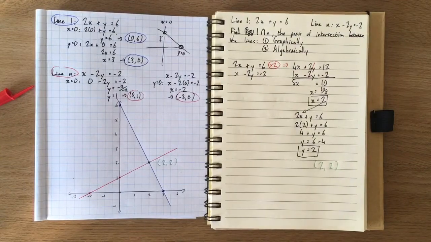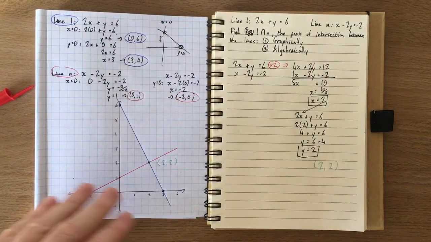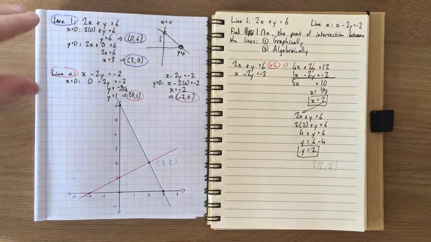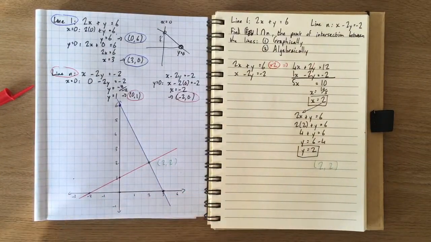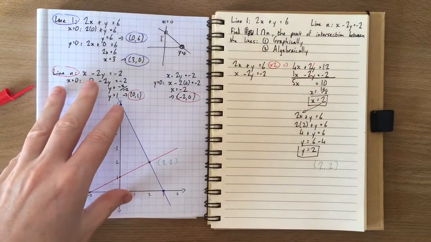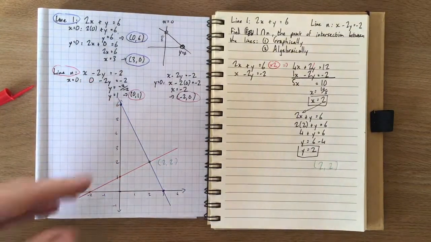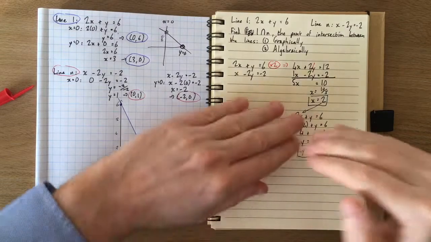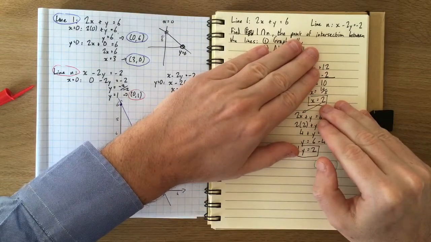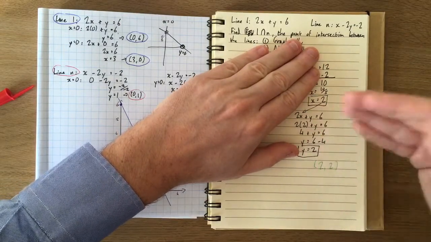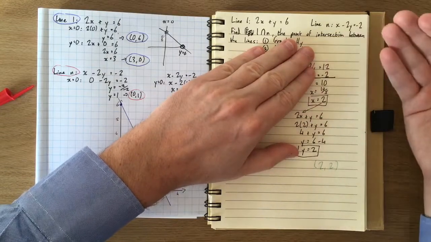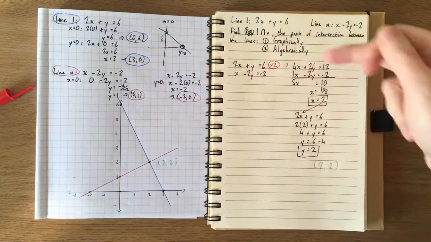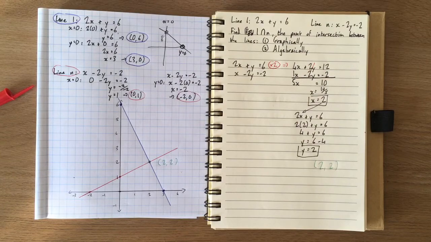If you were graphing the lines anyway, maybe part one of the question was to draw the lines, then by all means, or if for something else in the question you need to graph them, or you already graphed one of them, maybe drawing the lines and finding the point of intersection will be quicker. But if you're just given a choice, if the question is just find the point of intersection between the lines graphically or algebraically, or it doesn't say, I would probably go with the simultaneous equations to do it. Okay.